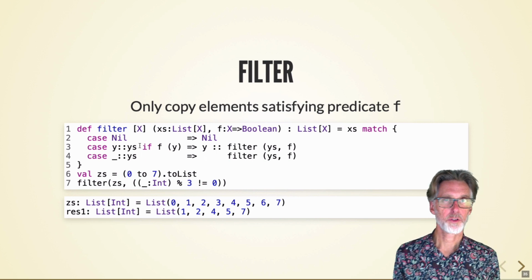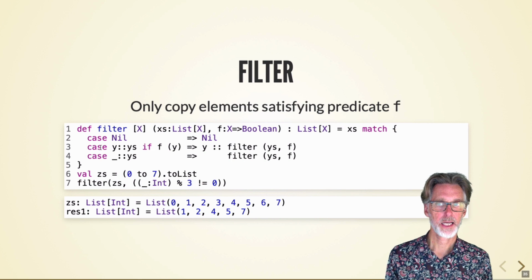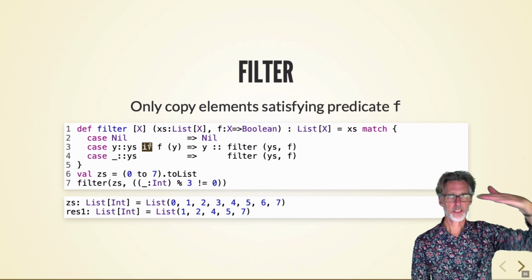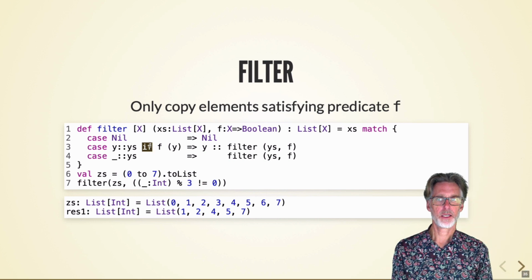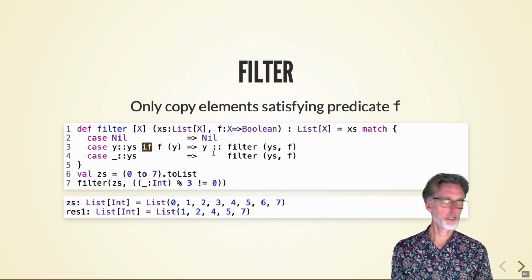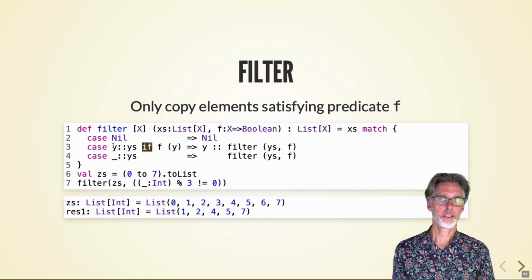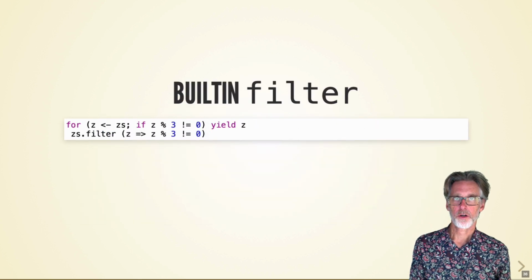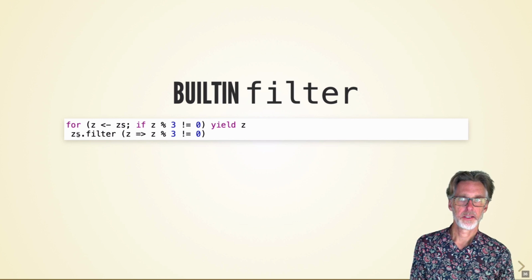Here I'm showing you a little bit of new syntax for Scala. This is in case expressions, the ability to put a condition. This is a conditional case. And case expressions are evaluated top to bottom. So if case 3 matches, case 4 will not execute. And if instead case 3 does not match, then I know that f of y did not hold, and therefore I don't care about it here. Filters are also built into Scala as a method of the list class.